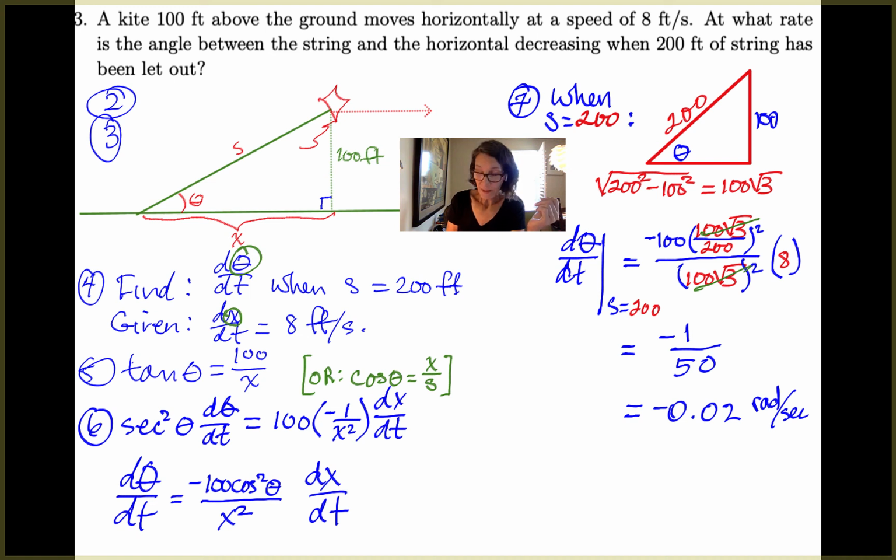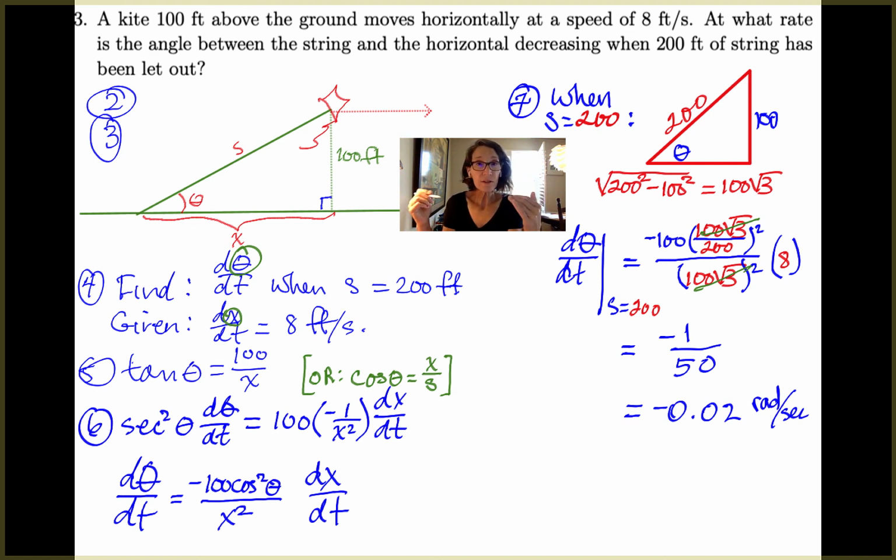radians per second. So then we want to answer the question that says, at what rate is the angle decreasing? So we don't need to include the minus sign in our answer. We solved the problem correctly. We got a negative rate of change because we know that angle is getting smaller as that hypotenuse gets longer. The angle is going to get smaller. So that means we're right. We got a negative derivative, which is fine. It's perfect. We didn't make any mistakes.